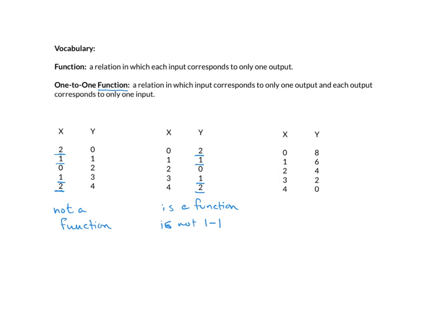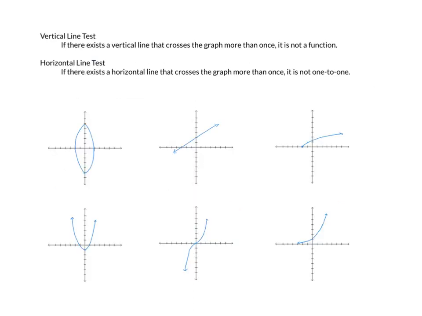If we look at our last table, this is a function because each x value only appears once. It is also a one-to-one function because each y value appears only once. All right, so those are some tables. So now let's talk about graphs of functions and one-to-one functions.